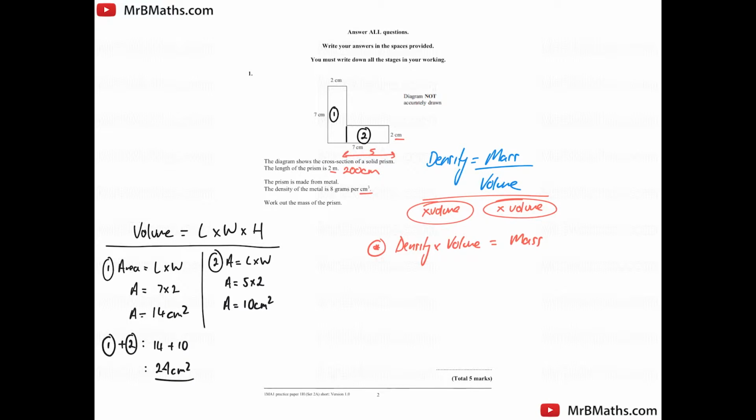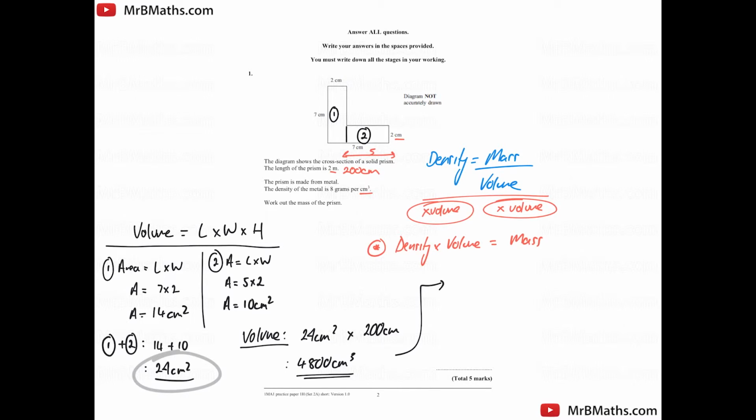We now need to go to depth of 200 centimeters, so therefore we take our cross-sectional area and times that by the depth, and that will give us our volume. So our volume will be 24 centimeters squared times 200 centimeters, which will give us 4,800 centimeters cubed. Okay, so now we have our volume. We can now use this formula.